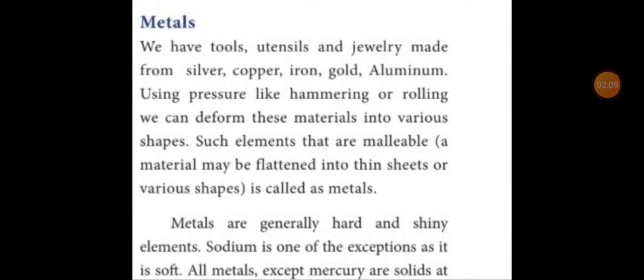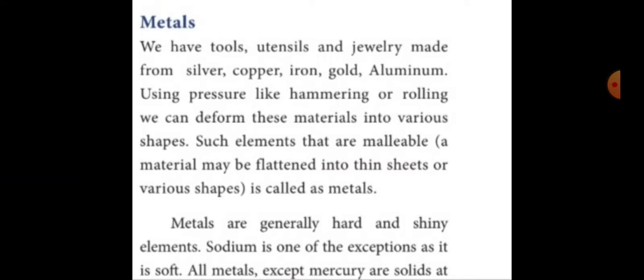Metals: we have tools, utensils and jewelry made from silver, copper, iron, gold and aluminium. Using pressure like hammering or rolling, we can deform these materials into various shapes. Such elements that are malleable are called metals. Metals are generally hard and shiny elements. Sodium is one of the exceptions as it is soft.